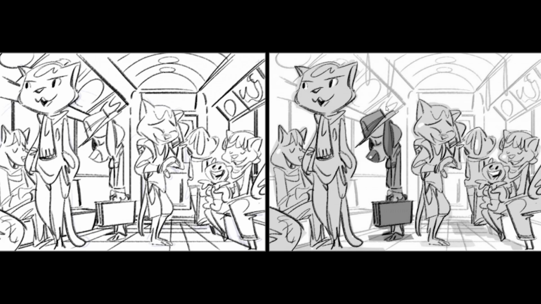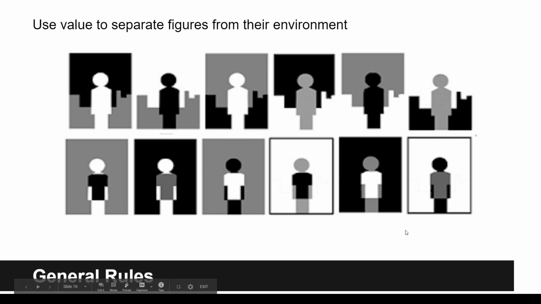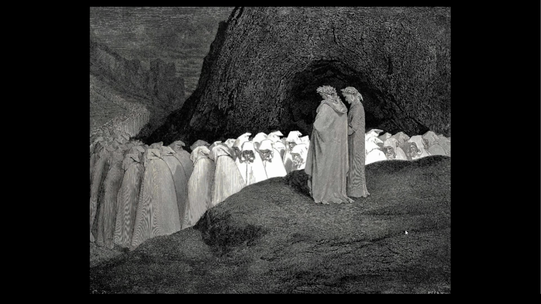These characters are much more separated from their environment. Those lines got a lot lighter. These characters got blocked in with value, but he has higher contrast than these guys around him. So you know he's going to be the main character. So yeah, you use value to separate figures from their environments, right?